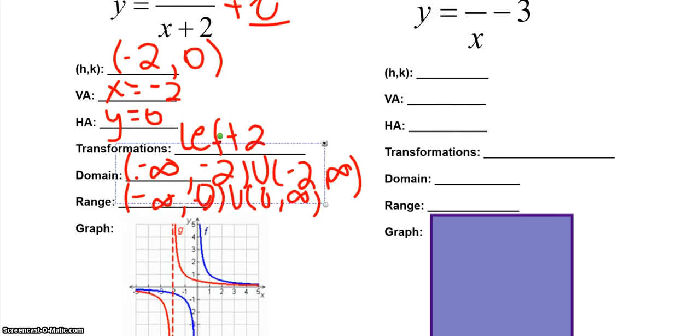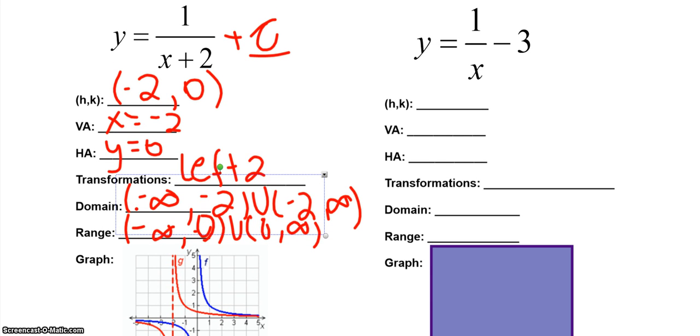Alright, next example. I got 1 over x minus 3. My h, there's nothing with my x, so it's automatically 0. Now it's like a 0. Alright, so 0. My k is a number on the outside, so negative 3. Vertical asymptote is always x equals h, so x equals 0. Horizontal asymptote, y equals k, so y equals negative 3.